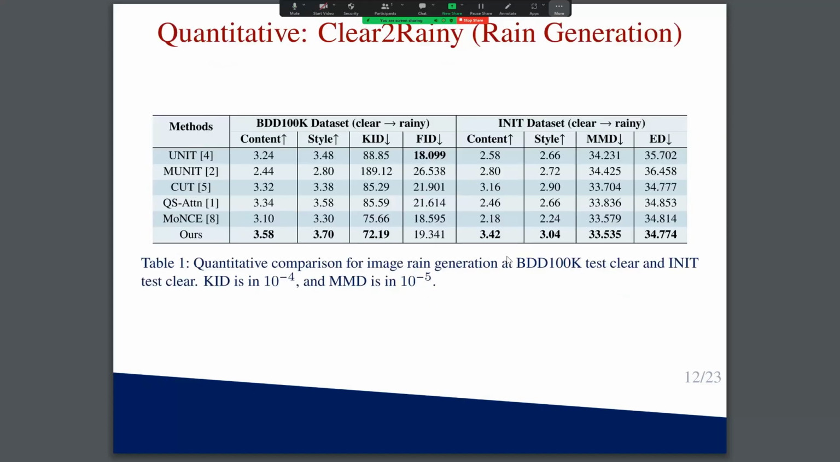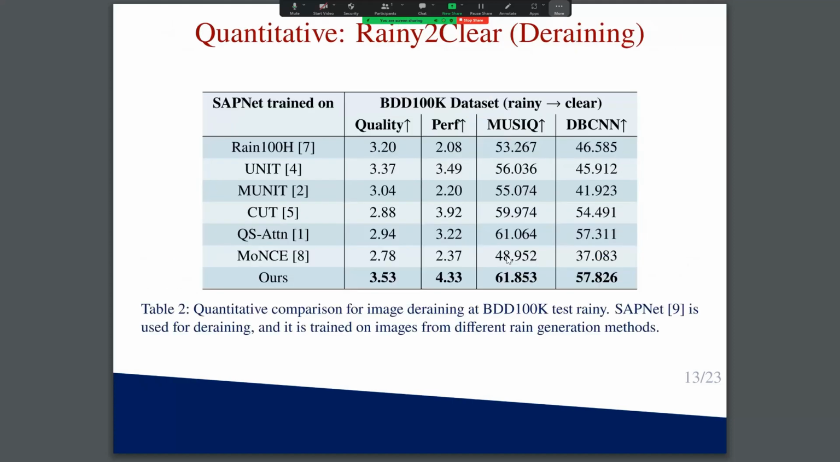Okay, now having finished the proposed modules, let's move to the experimental results, starting with the quantitative comparison on clear to rain, or regeneration. Here we notice that our method leads to the best performance for regeneration on both BDD100K and INIT, in terms of both user study scores, including content and style, and distance-related metrics, including KID and FID.